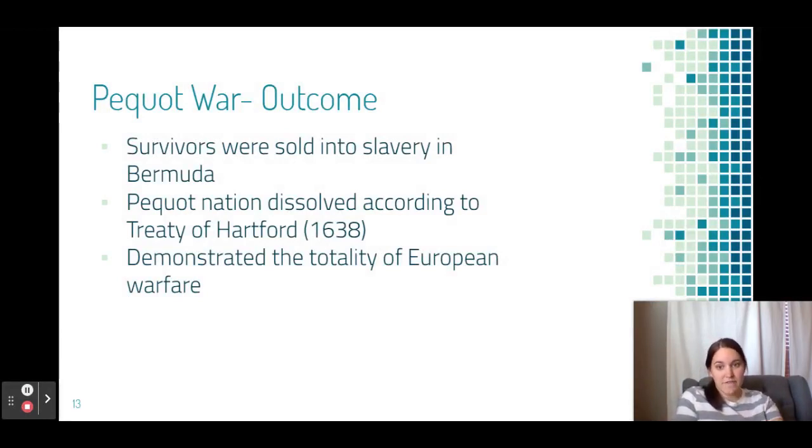The Pequot survivors were then sold into slavery, and according to the Treaty of Hartford in 1638, the Pequot Nation was dissolved. And really, what this war demonstrates is the totality of European warfare, the complete annihilation, the stark difference between the way that ancient rivalries used to fight with small numbers of captives and small numbers of casualties. It really demonstrated a massive change in the type of warfare that was occurring within North America.